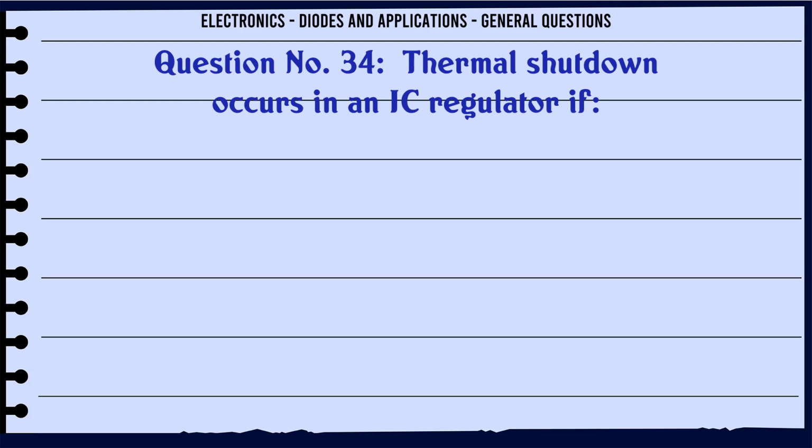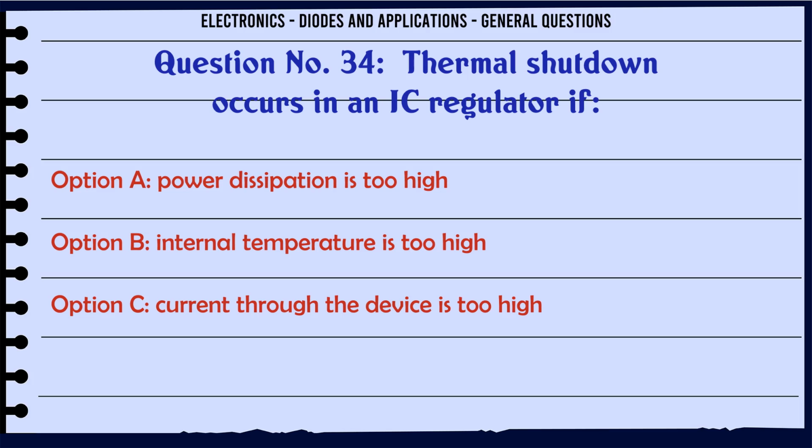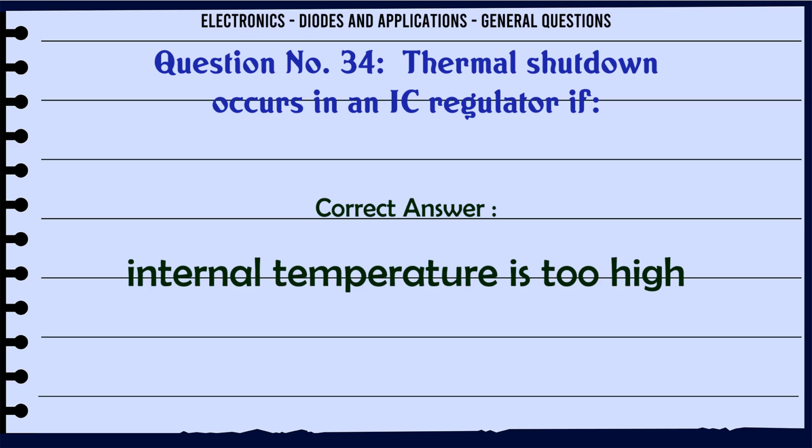Thermal shutdown occurs in an IC regulator if: A. Power dissipation is too high, B. Internal temperature is too high, C. Current through the device is too high, D. Load resistance increases. The correct answer is internal temperature is too high.